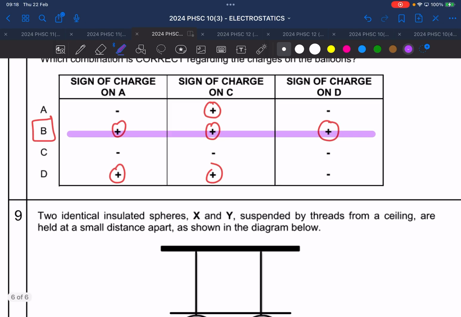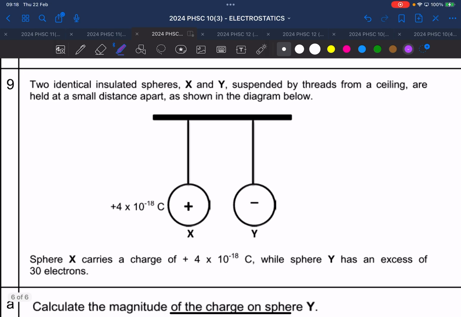Okay. Next question. It says there, 2 identical insulated spheres, X and Y, suspended by thread from ceiling, are held at a small distance apart as shown below. So they give us the charge of X, and they just say Y has an excess of electrons. Now, when they say Y has an excess of electrons, do you think Y will be negative or positive? Negative. That is why it shows it's negative, because it has more electrons than it has protons.